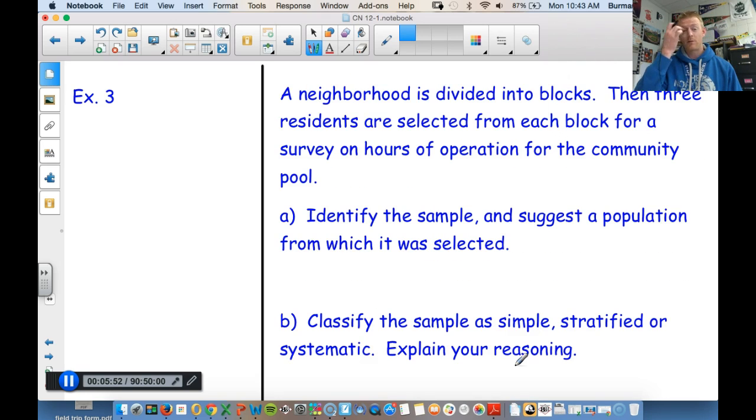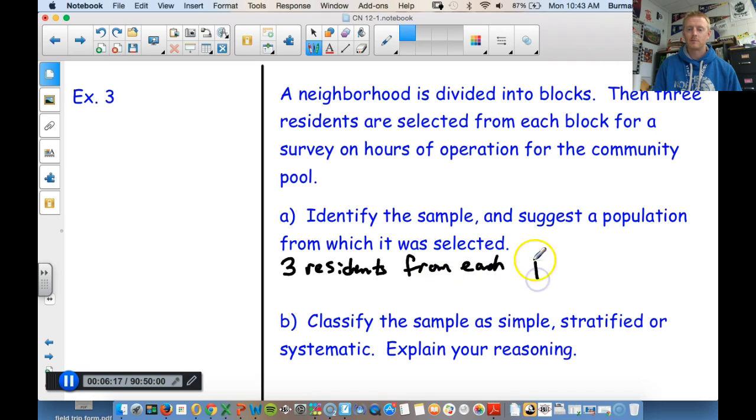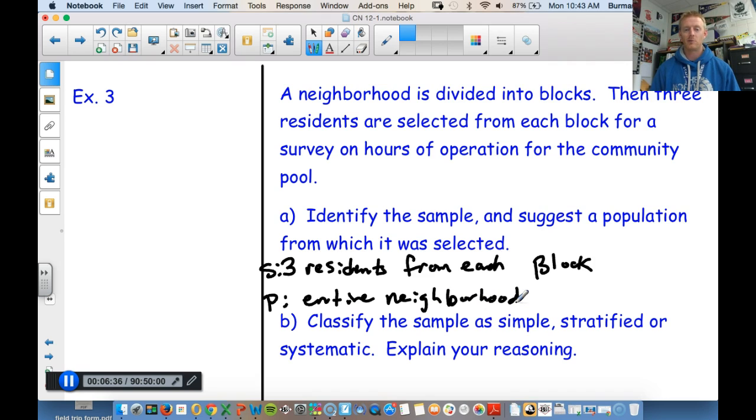All right, so here's example number 3. A neighborhood is divided into 3 blocks. Then 3 residents are selected from each block for a survey on hours of operation for the community pool. So the sample is going to be the 3 residents from each block, because those are the people who are selected. 3 residents from each block. Now the population would be the entire neighborhood. So this is my sample. So the entire neighborhood was the population, the people who had the chance to be selected.